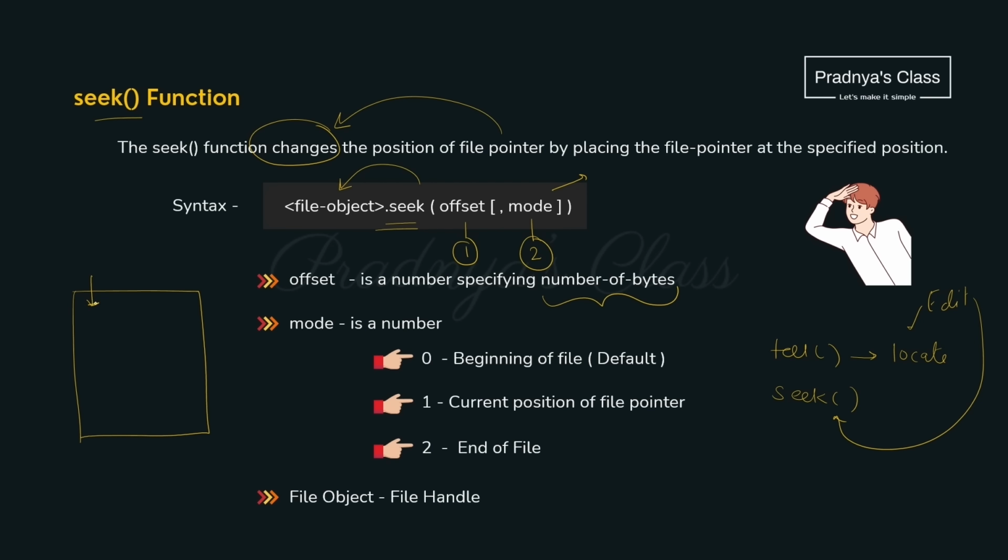First, the beginning of the file. It is indicated by the number 0, which is the default value. Second, the current position where you are. It is indicated by the number 1. And there is one more position which is called the end of the file. When you reach the end of the file, the number 2 specifies it. In this, mode is optional. If you do not mention it, the beginning of the file will be considered.